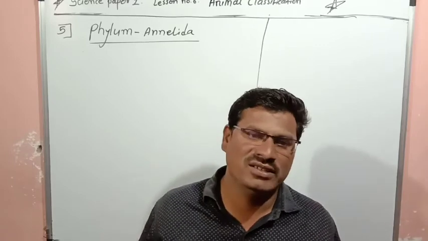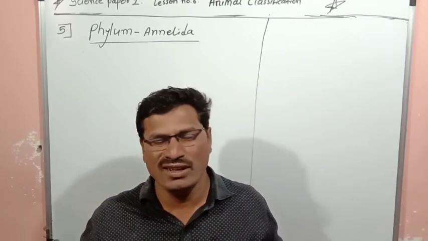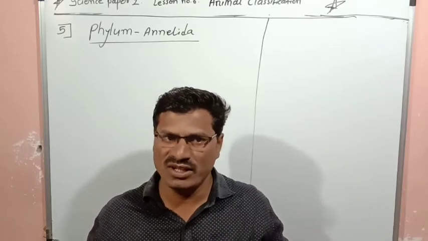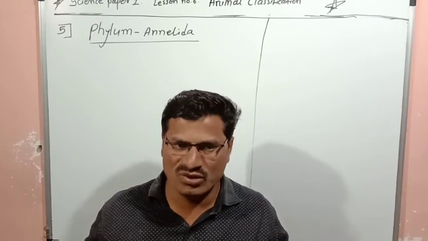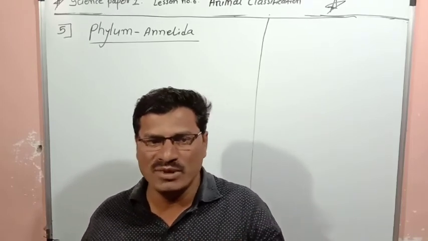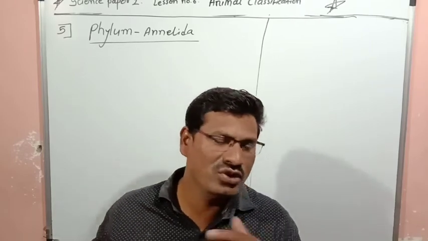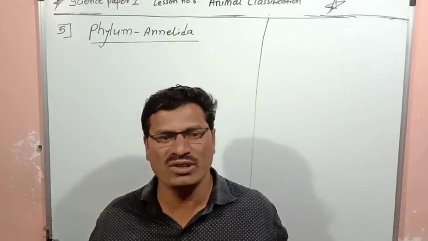Fourth characteristic: these animals are triploblastic. That means they have 3 germinal layers: endoderm, mesoderm and ectoderm. The body is bilaterally symmetrical and eucoelomate.